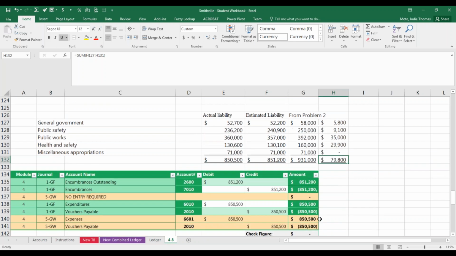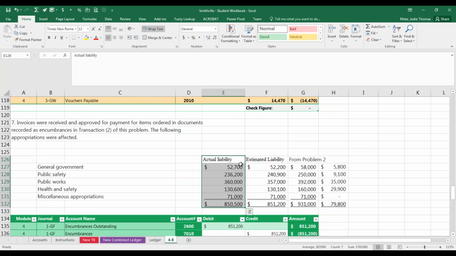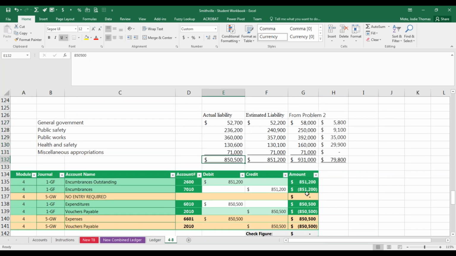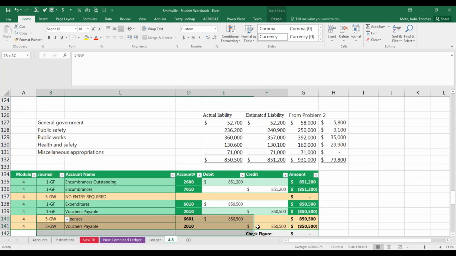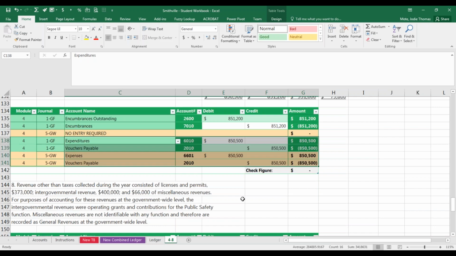Okay. Now, here's the easy part. All you're doing is recording the actual liability, the actual bills that have come in, that have been approved for payment, of $850,500. You're debiting expenditures, crediting vouchers payable, debiting expenses, crediting vouchers payable. In the government-wide journal, sorry, government-wide are these yellow lines here. No entry required on the first part because again you're talking about budgets, but on the second part it looks almost identical to what's recorded in the general fund. Okay.